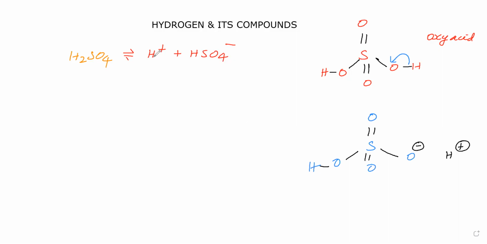Then this H plus cation goes towards the cathode and takes electron and becomes hydrogen atom. This hydrogen atom combines with another hydrogen atom to form hydrogen gas. So hydrogen gas is liberated at cathode during the electrolysis. Then this bisulfate goes to anode. Anode will receive electron. Bisulfate goes to anode and loses electron.